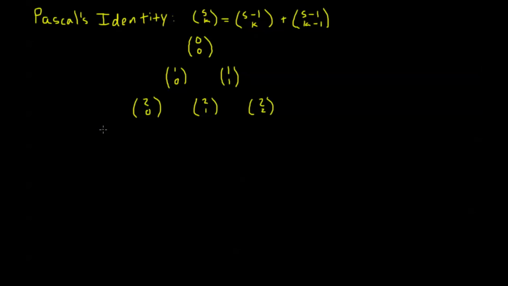Now I offset the rows a little bit so that they're all centered around the central vertex of this triangle. This is 3 choose 0, 3 choose 1, 3 choose 2, 3 choose 3, and so on.